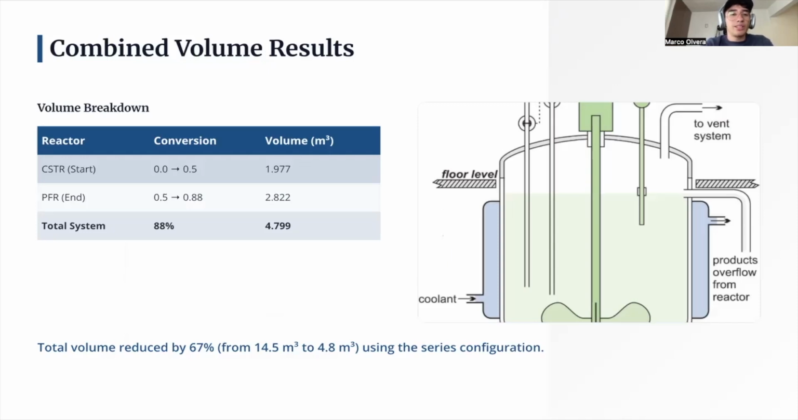We obtained that the volume of the CSTR was about 1.97 cubic meters, and then the PFR from 0.5 conversion to 0.88 was about 2.82 cubic meters, and this gives a total volume of about 4.8 cubic meters. This is really interesting because it's a 67% reduced volume, comparing it to just a CSTR.